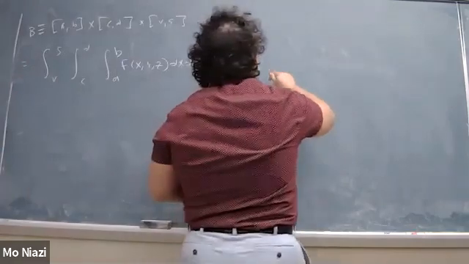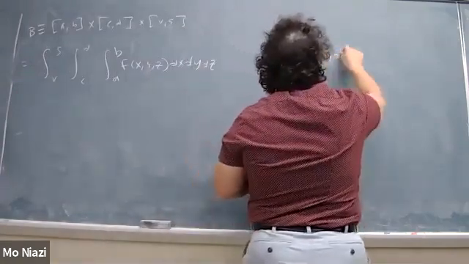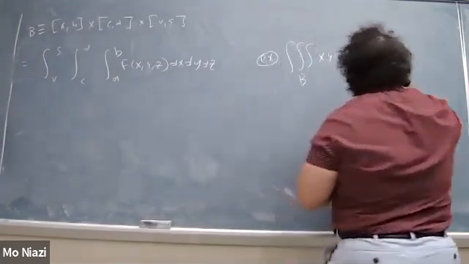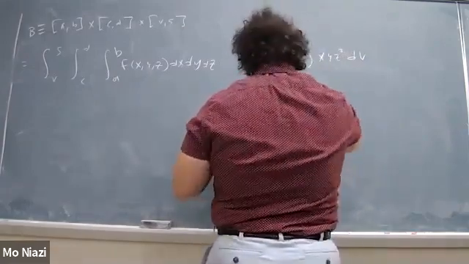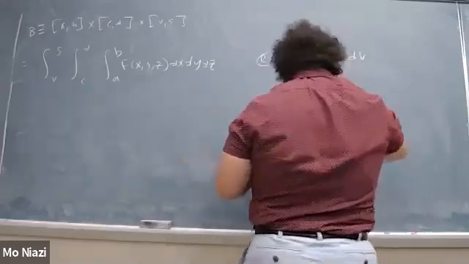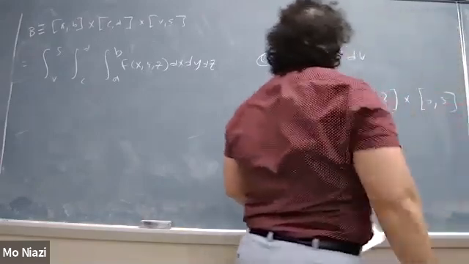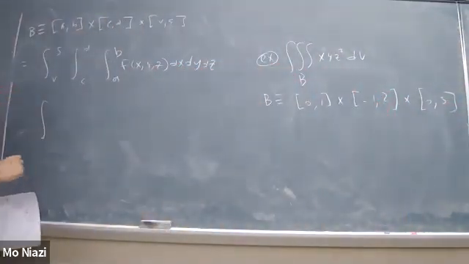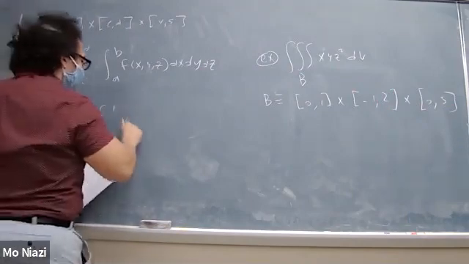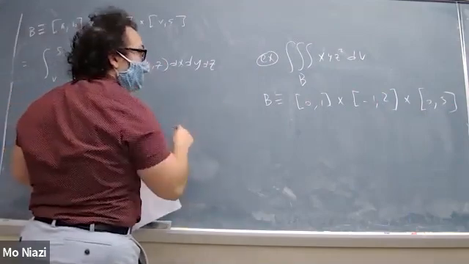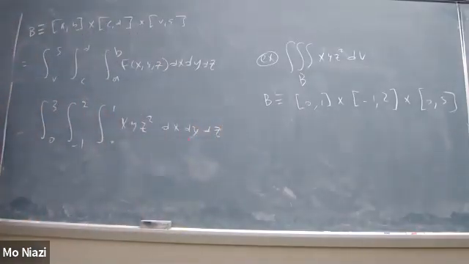So let's say you want to know what this is: the integral of x y z squared over your region B. Let's say we want B to be [0,1] cross [-1,2] cross [0,3]. That becomes the integral from 0 to 3, from -1 to 2, from 0 to 1 of the function x y z squared. What came first is the dx, then the dy, then the dz. Then you just go about integrating this entity.